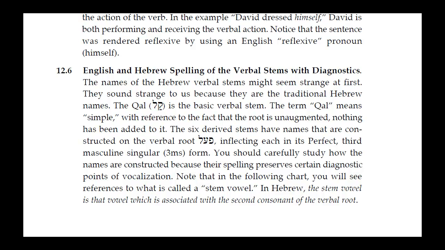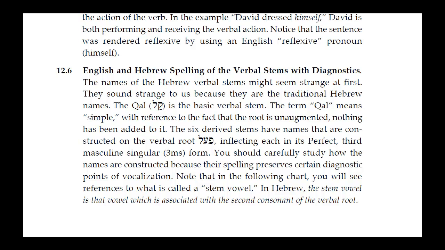For example, the Qal stem, here, and they have it written here in the Hebrew, is the basic verbal stem. Now, the term Qal means simple, with reference to the fact that the root is unaugmented. Nothing has been added to it. The six derived stems have names that are constructed on the verbal root pa'al, the pei, the ayin, and the lamed, indicating each in its perfect third masculine singular form.